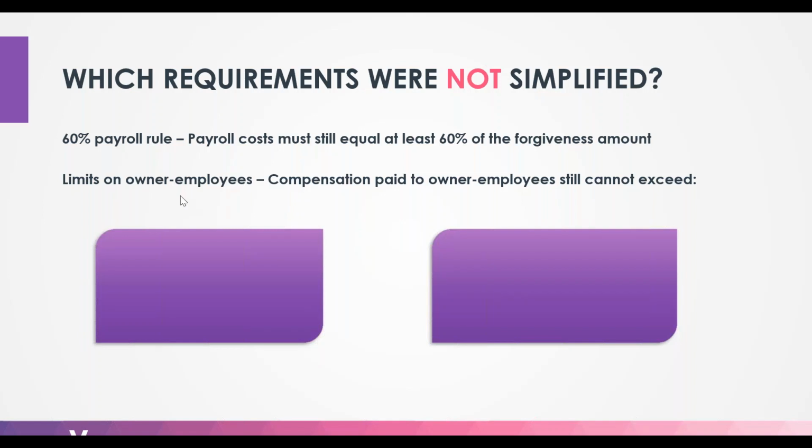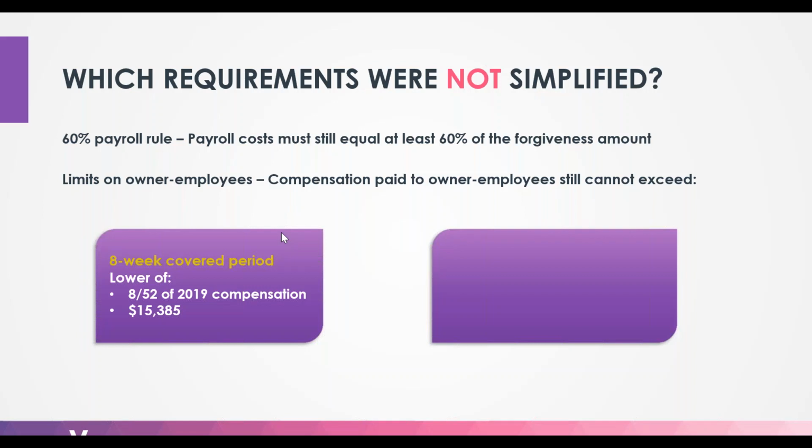The second requirement that was not simplified is the limit on compensation paid to what we call owner employees. Now, that could be in an S corporation, employees more than 2% owners. It could be in an LLC, depending on how it's structured. It could be, of course, a sole proprietorship or a partnership. The compensation paid to owner employees is still limited to the same two amounts. If you're using an 8-week period, everybody was limited to $15,385.